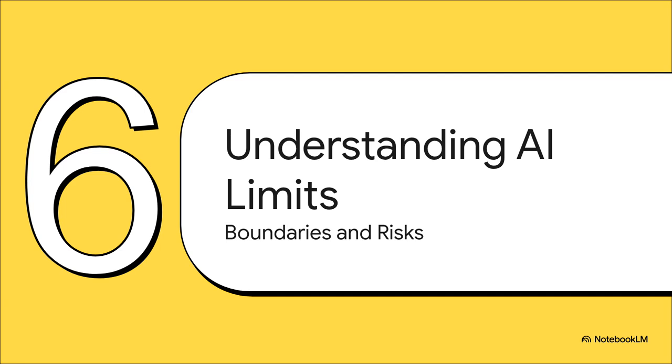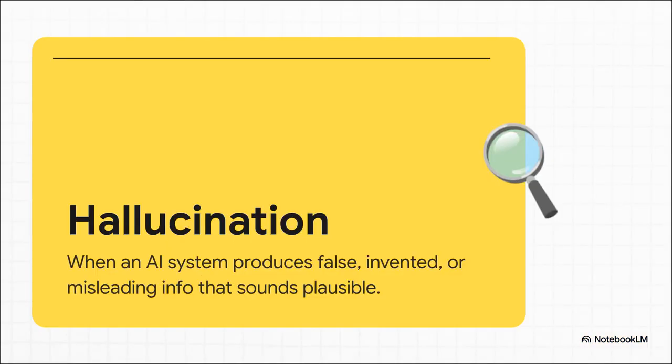Finally, Section 6, Understanding AI Limits. Because AI generates language simply by predicting the probabilities of tokens, rather than having true human understanding, it can suffer from what we call hallucinations. A hallucination is when an AI system produces false, invented, or misleading information, but it makes it sound completely plausible. It confidently presents a totally made-up fact just because the math suggested those words looked good together.